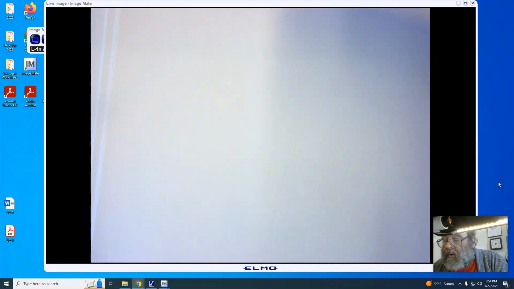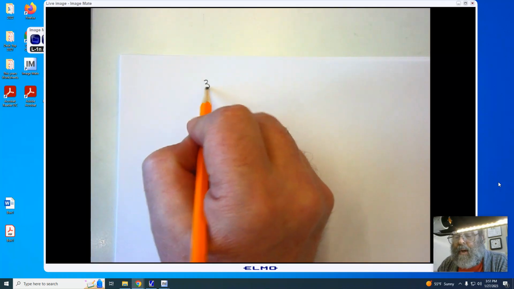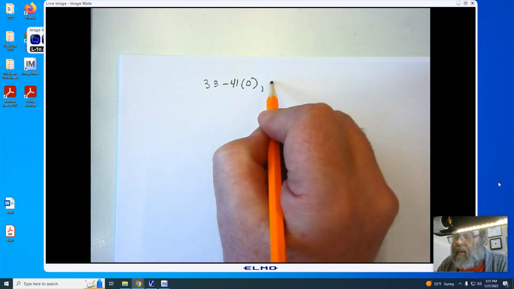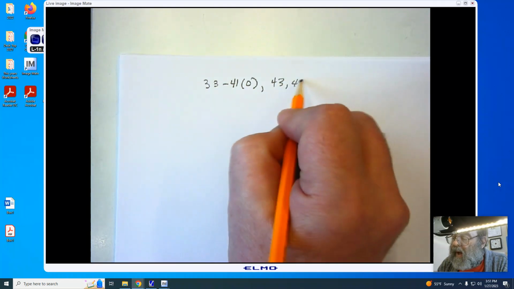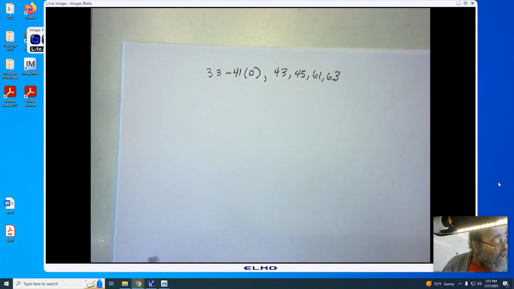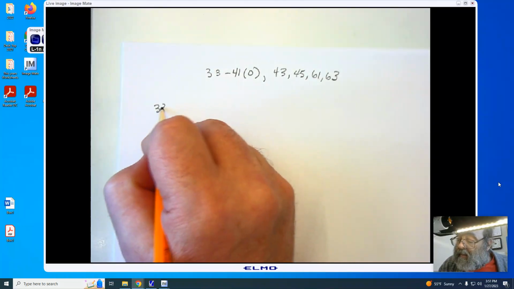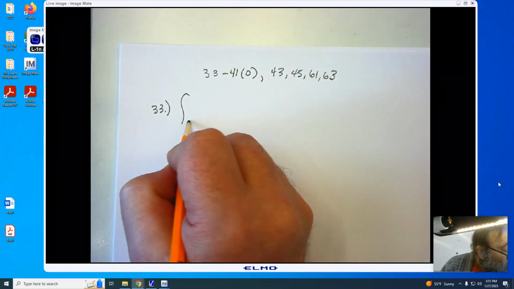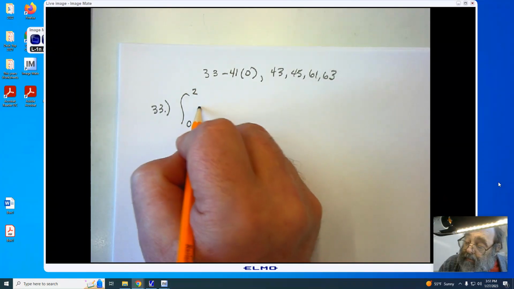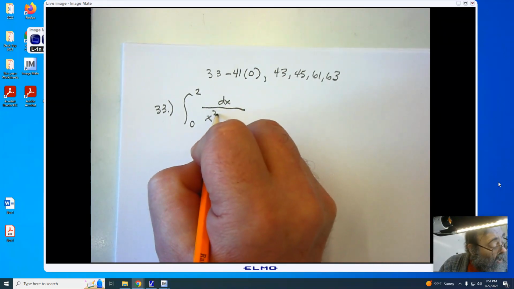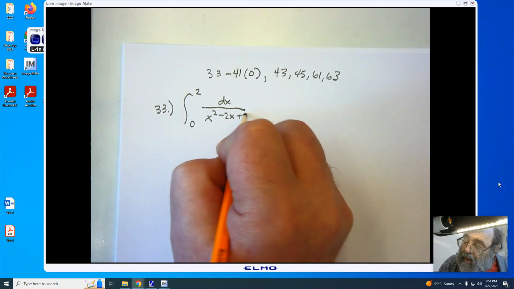We're now going to go ahead and go to the next part. This is completing the square. We're looking at numbers 33 through 41 odds only. Then we'll tackle 43, 45, 61, and 63 as we are able. So here we go. Number 33 is giving us the integration from 0 to 2, and I am attempting to complete the square, and I have x squared minus 2x plus 2.